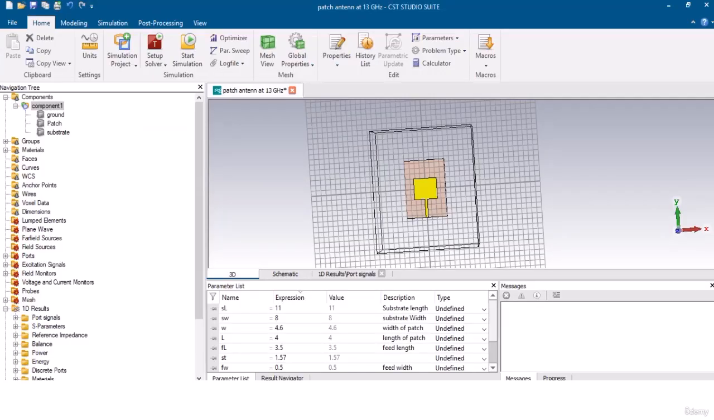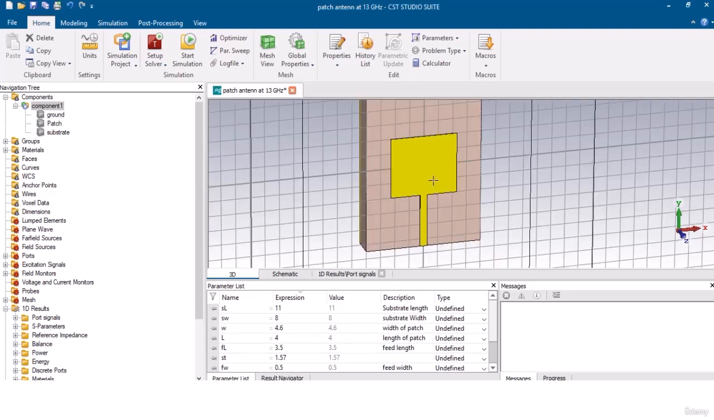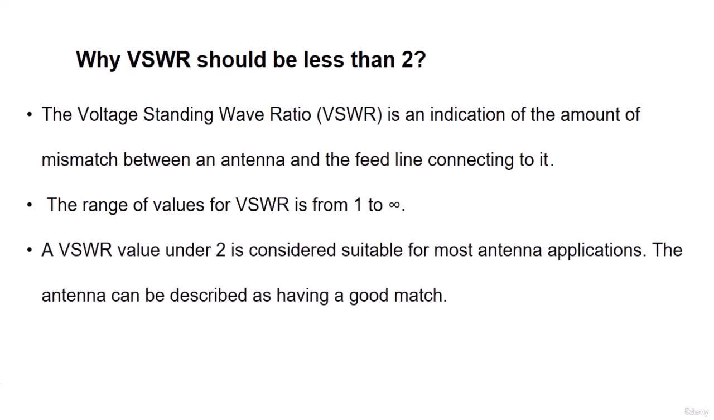If you look at this antenna, you may see that we have a feed line here. So this is our antenna, and this is the feed line. The voltage standing wave ratio values can range from 1 to infinity, but a voltage standing wave ratio under 2 is most suitable for antenna application. The antenna is described to have a good match when it is less than 2.